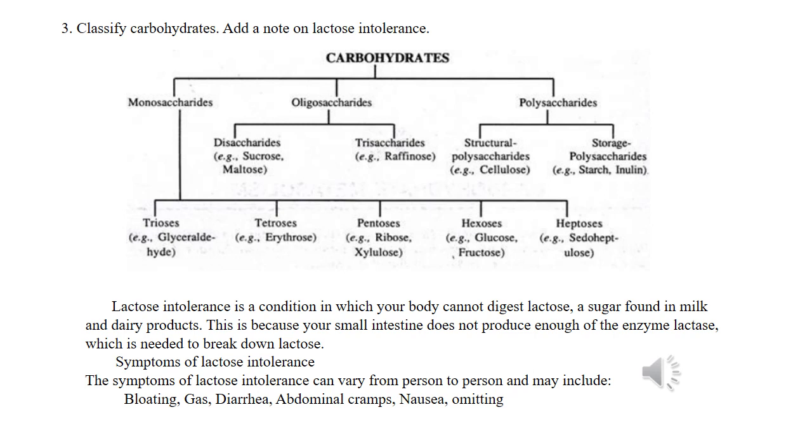Polysaccharides are complex carbohydrates formed by the polymerization of a large number of monomers. Examples of polysaccharides include starch, glycogen, cellulose, etc. Lactose intolerance is a condition in which your body cannot digest lactose, a sugar found in milk and dairy products. This is because your small intestine does not produce enough of the enzyme lactase, which is needed to break down lactose.